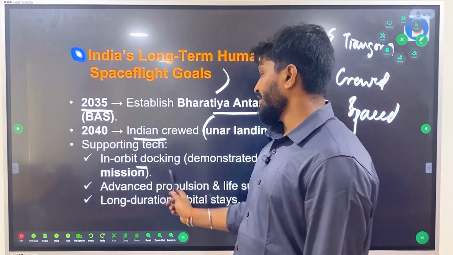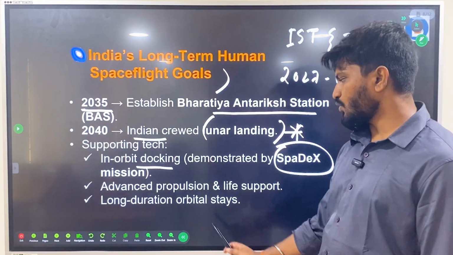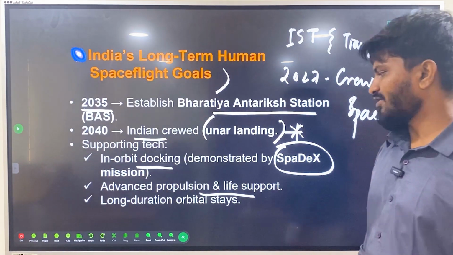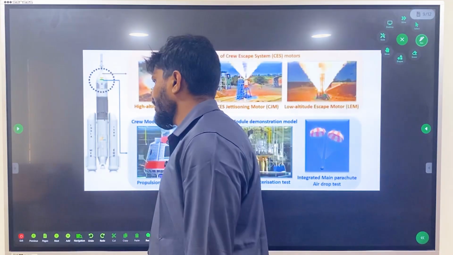Next, support and tech: in-orbit docking demonstrated by the SPADEX mission. Then advanced propulsion, life support, and long-duration orbital stays. So all these things have been developed. Now we have to wait and see. We have to do the countdown.